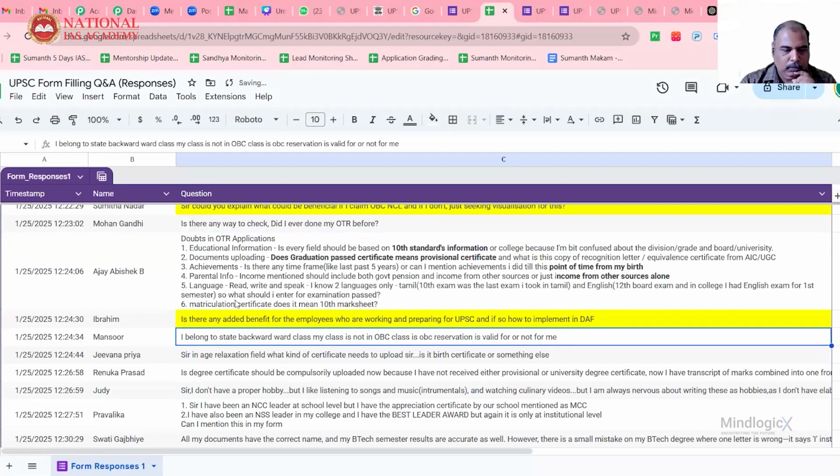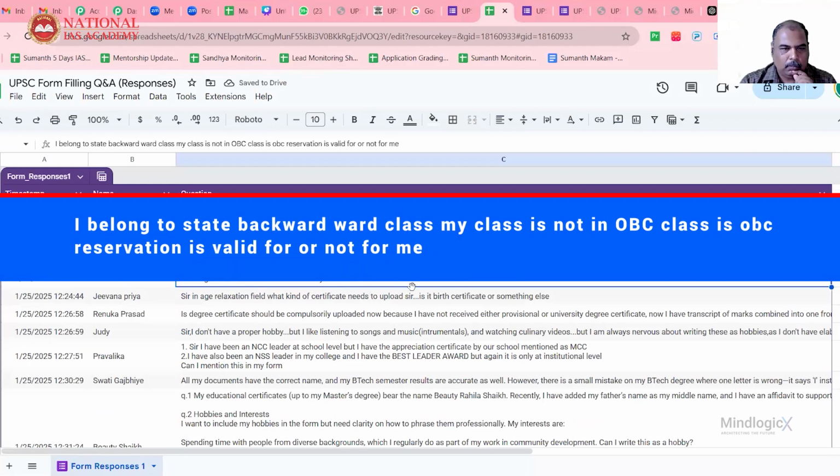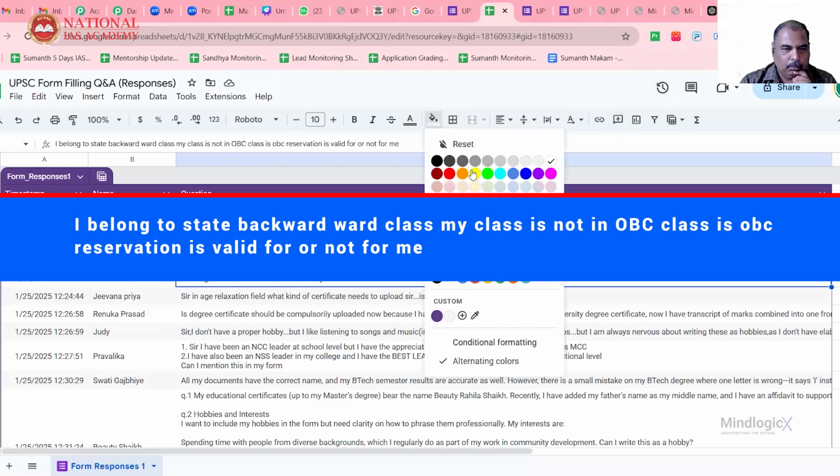And Mansoor is saying, okay, I belong to state backward class. My class is not in OBC class. Is OBC reservation valid for me or not? Mansoor, no, it's not valid for you if your class is not in OBC. If you want to check whether it is in OBC or not, you can go to the NCBC website and check whether your community comes under it.